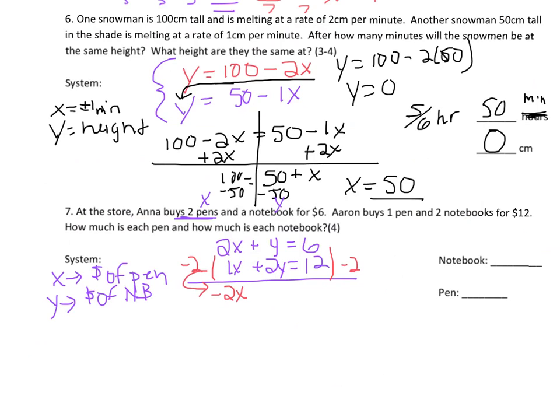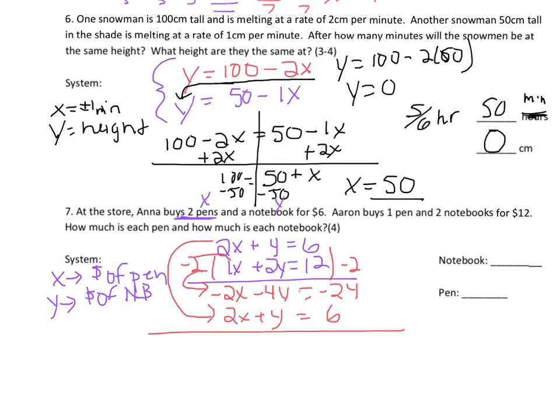negative 2x minus 4y. Remember the distributive property, negative 2 times x, negative 2 times 2y is negative 4y, and negative 2 times 12 is a negative 24. I'm going to rewrite this equation down here. So I have 2x plus y equals 6. So I just rewrote that first equation, and now I'm going to combine them together. I'm going to add them together. Some of you are still thinking it's subtraction, but it's really adding.